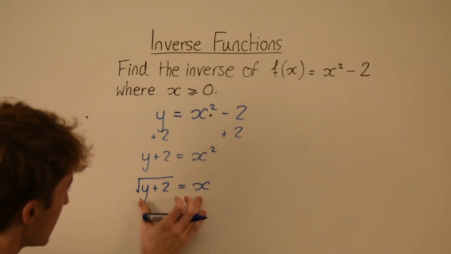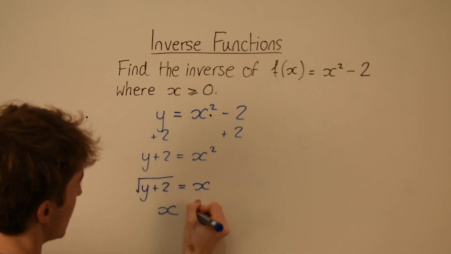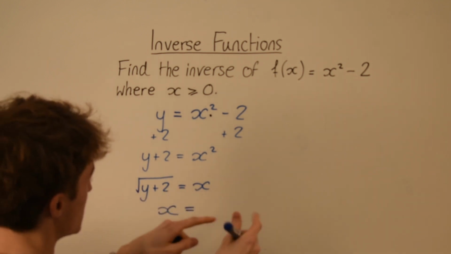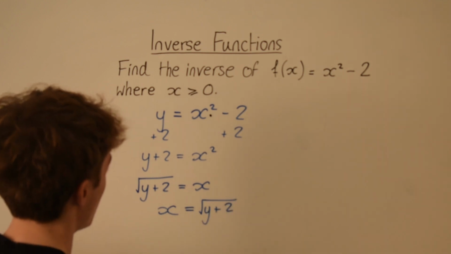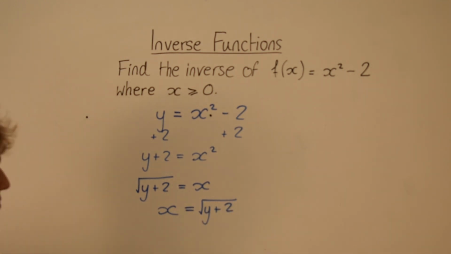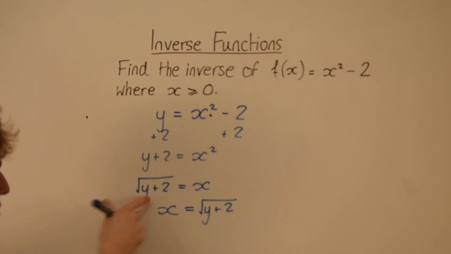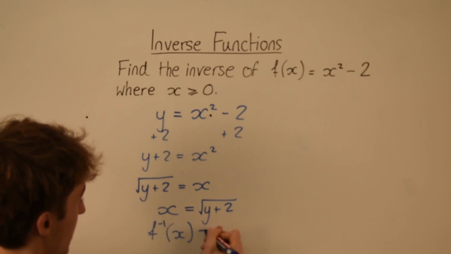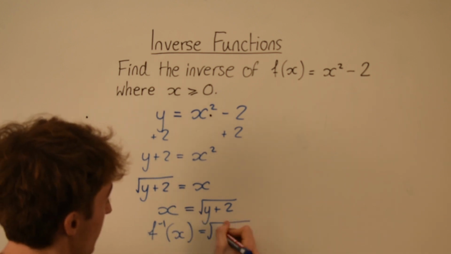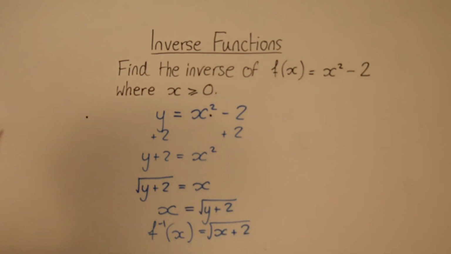We've made x the subject of the formula, so to make that clear we're going to write x on the left and swap this to the right-hand side. So x is equal to the square root of y plus 2. The final step is to write this out, but instead of x, we're going to write f inverse of x, and instead of y, we're going to write x. So we get the square root of x plus 2.